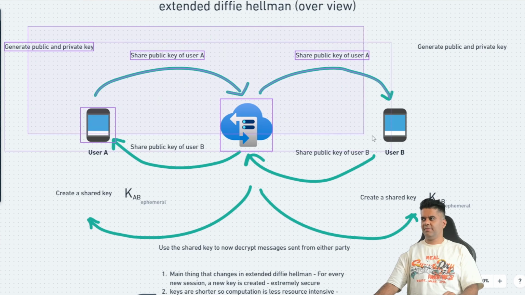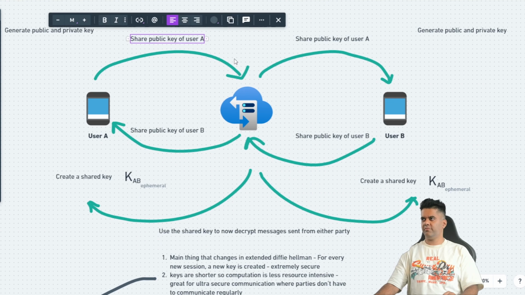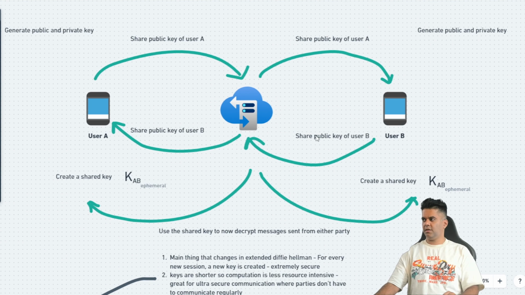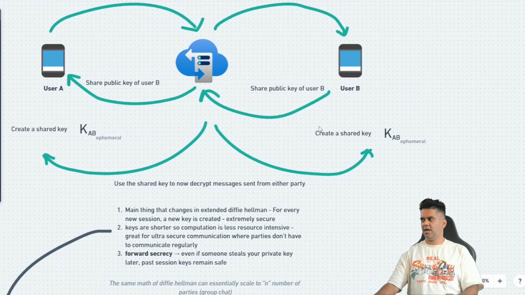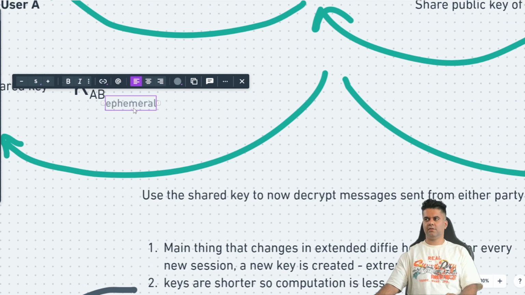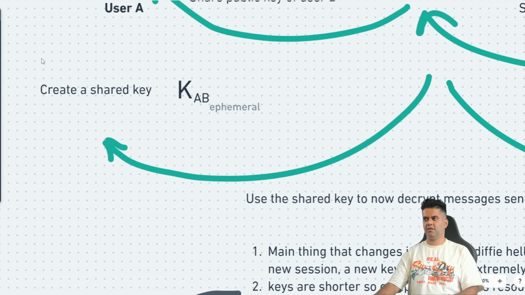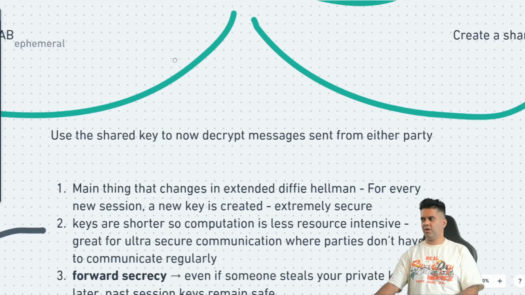So all the same things happen, which is generation of public and private key at both sides, sharing of public key of user A, and then sharing of public key of user B, and then they create a shared key at both sides. The only difference here is the key is ephemeral, right? It's not a permanently shared key. That means multiple times we'll have to keep creating keys. And when does that happen?